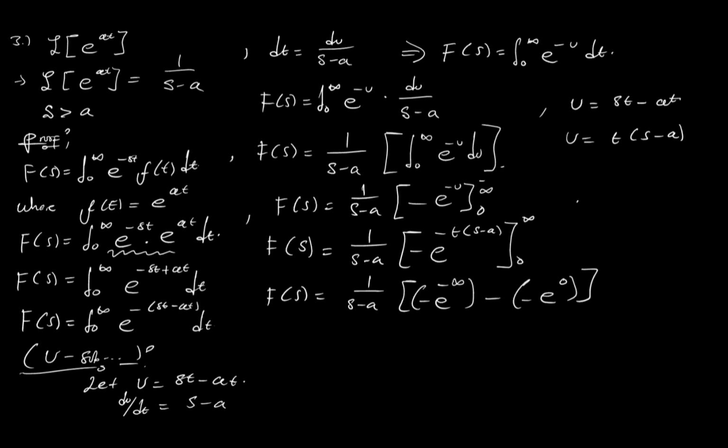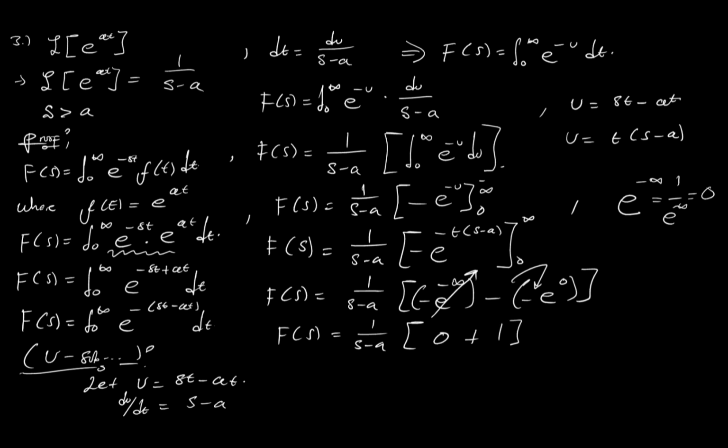Now we need to know that e to the negative infinity is equal to 1 over e to the infinity. And this is bottom heavy, giving us 0. So the s domain is now equal to 1 over s minus a of this, which goes to 0. Then minus minus gives us a plus. E to the 0 is 1. Therefore, the s domain is now equal to 1 over s minus a. And this is proven.